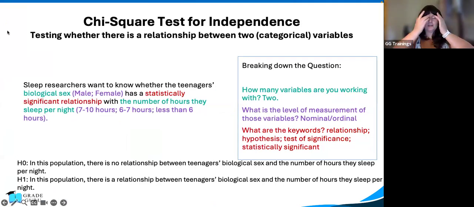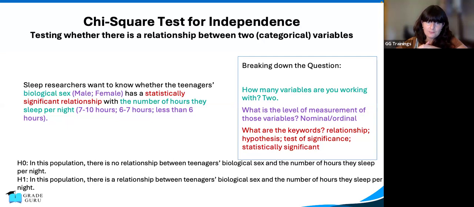Okay, your other chi-square. So if your first chi-square only had 1 variable, your second chi-square has 2 variables, also nominal ordinal. And yet again, the most important keyword here is relationship. Okay, so just a reminder that keyword relationship appears in 3 possible scenarios. Pearson's R, crosstabs, and the chi-square test for independence. The chi-square test for independence is based on a crosstab. They're friends. Okay, so that's why they're both about a relationship.